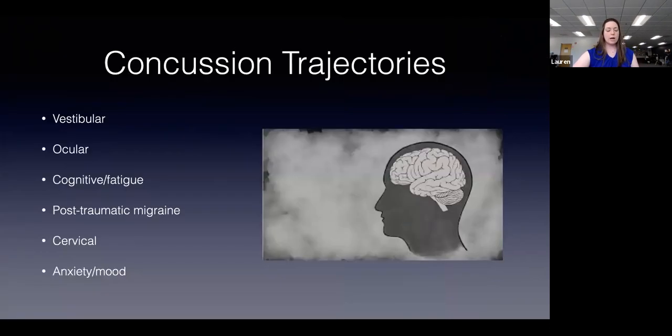All right, so when Chris and I did our concussion class last year, we went through the different trajectories. I want to go through those again because this is a great way to figure out the best strategy for treating patients who have those prolonged symptoms. The different trajectories are vestibular, ocular, cognitive fatigue, post-traumatic migraine, cervical, and anxiety mood.